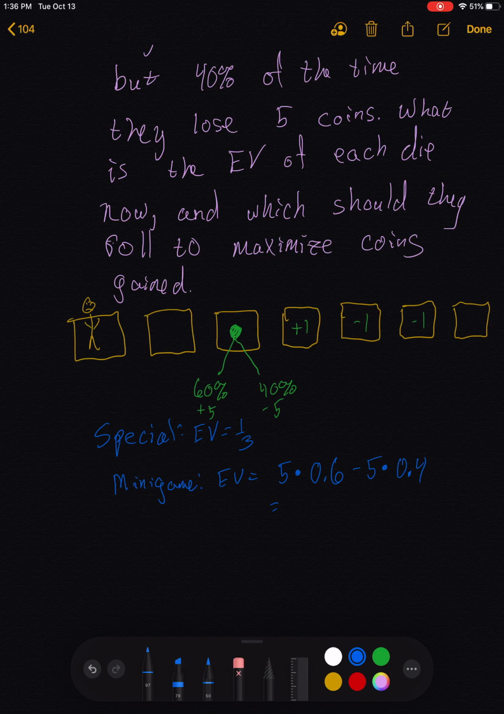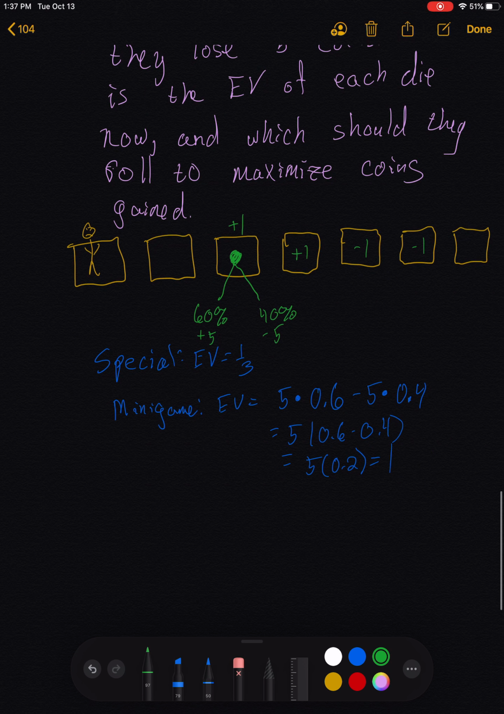Okay, so this is 5 times 0.6 minus 0.4, which is 5 times 0.2, which comes out to a nice 1. Okay, so essentially, we can consider this space to be worth plus 1 coin, because even though sometimes we gain 5, sometimes we lose 5, the expected value in the long run is again 1.